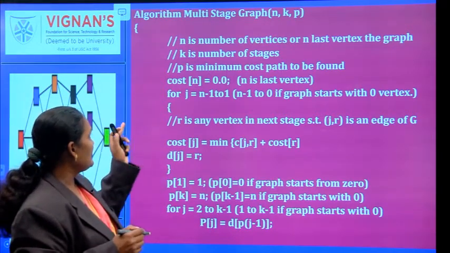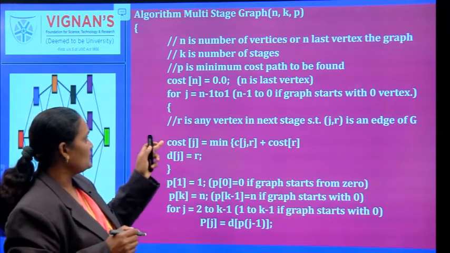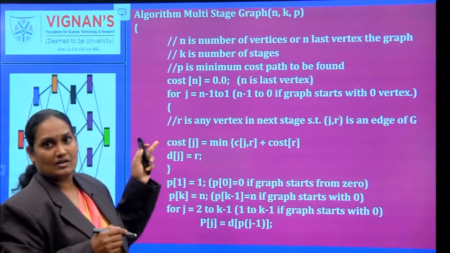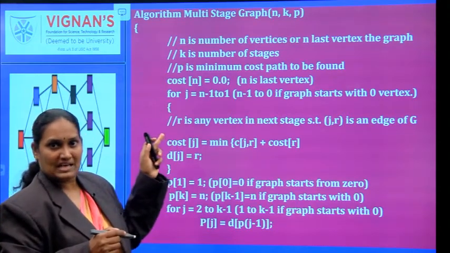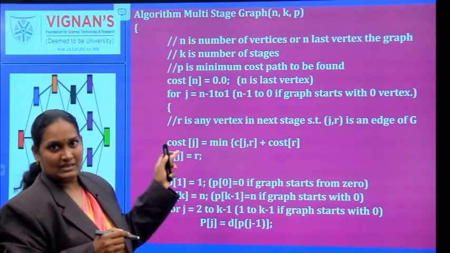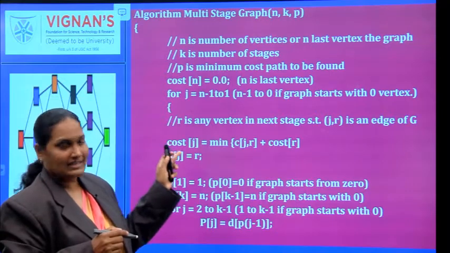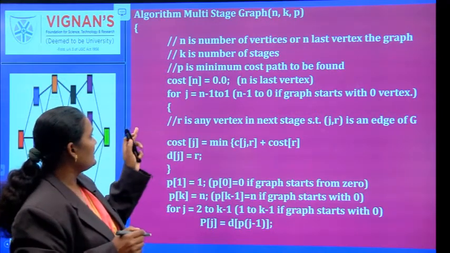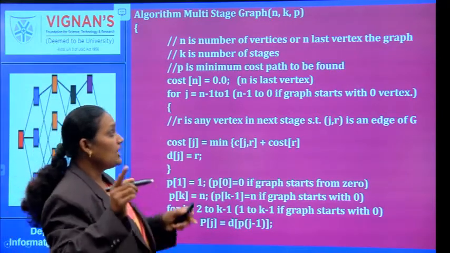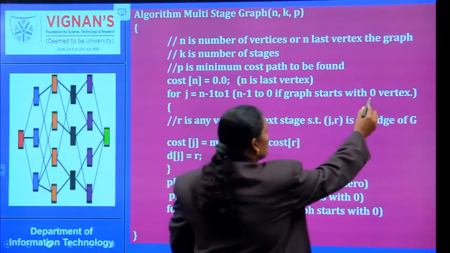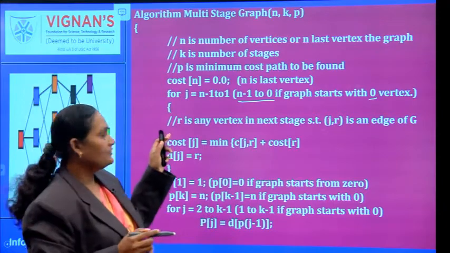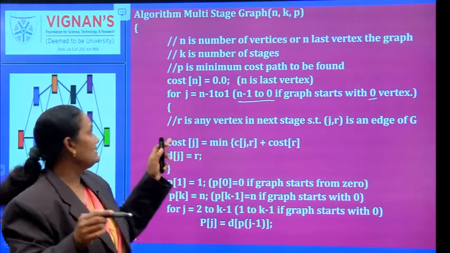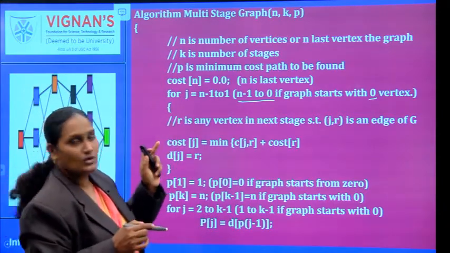Now first initially cost of n is equal to 0.0. We are going to initialize the cost of n. Here n is the last vertex. What is the name of last vertex? That name we are going to take in the place of n. For j is equal to n minus 1 to 1. If your graph starts with the vertex 0, you need to consider n minus 1 to 0. Or if your graph starts with 1, in that case you need to represent n minus 1 to 1.